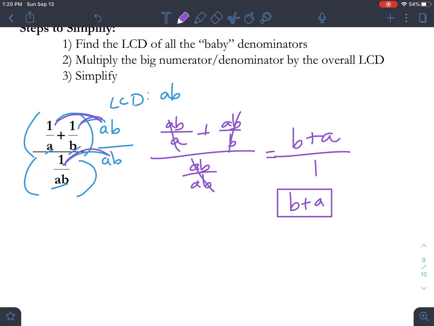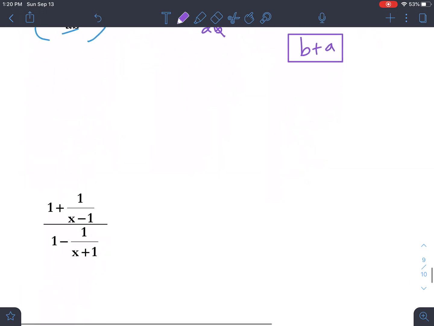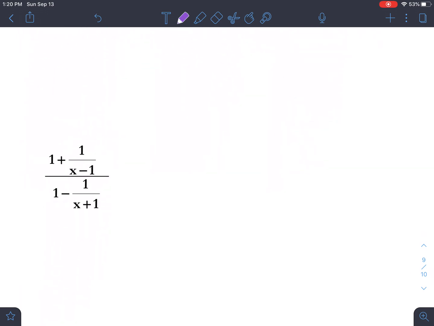Okay, so let's try one more of those, see how we're feeling about it. Take a look at the next one here. I've got x minus 1. So again, I'm looking at all the denominators. I see 1, I see an x minus 1, 1, and an x plus 1. So my least common denominator here is going to be x minus 1 and x plus 1. Take all my baby denominators and decide what is something they share. What's their least common denominator?